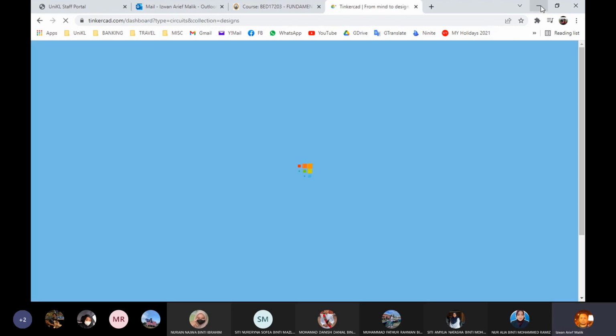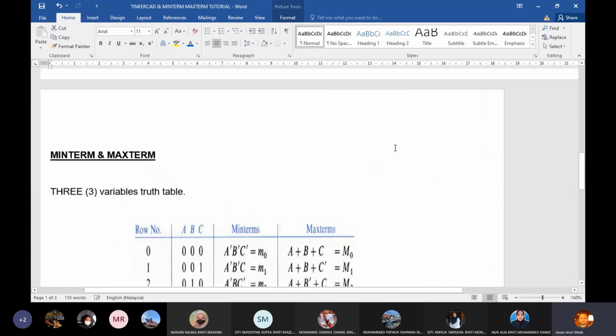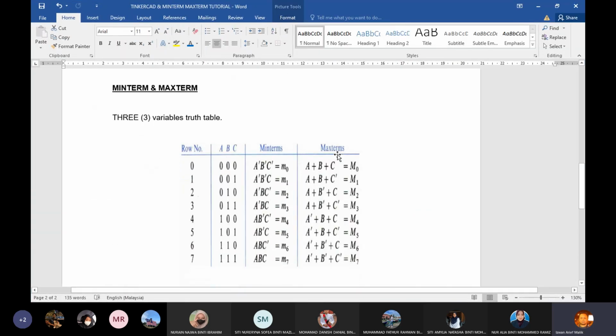Okay. So that is about Tinkercad, and then I'll move on a little bit sikit lagi berkaitan dengan Minterm dengan Maxterm. So for example here, if you have a truth table of 3 variables as shown here, A, B, C, 0, 0, 0 up until 1, 1, 1. So how do you obtain your Minterm? Minterm is the SOP, sum of product. So if it is 0, 0, 0, as how I discussed last week, 0 will be treated as bar for Minterm. Maxterm, it will be treated as no bar.